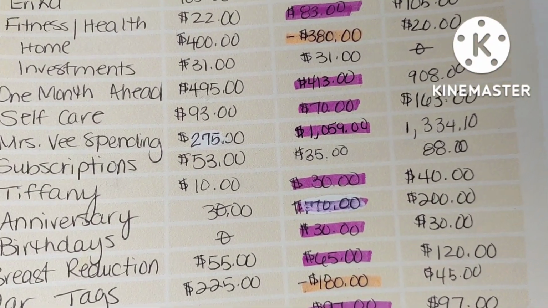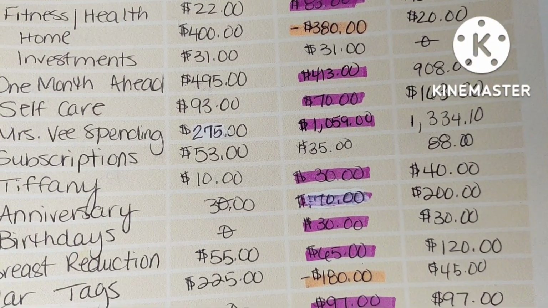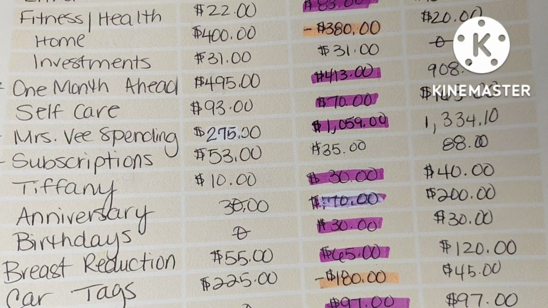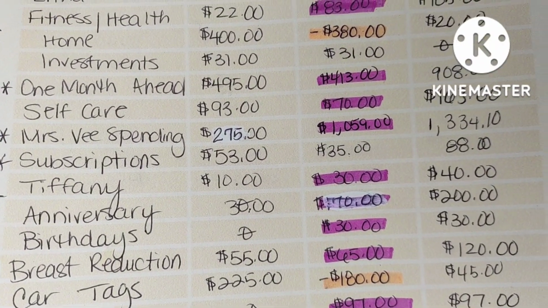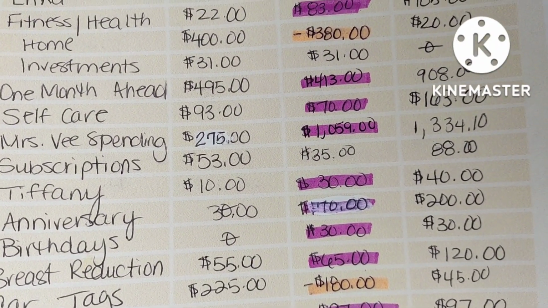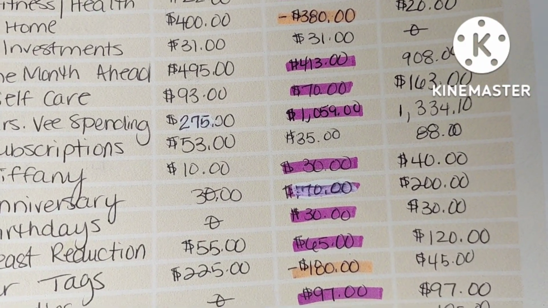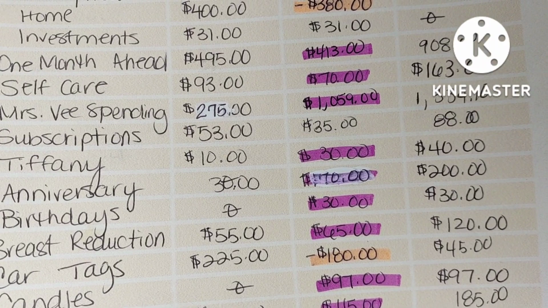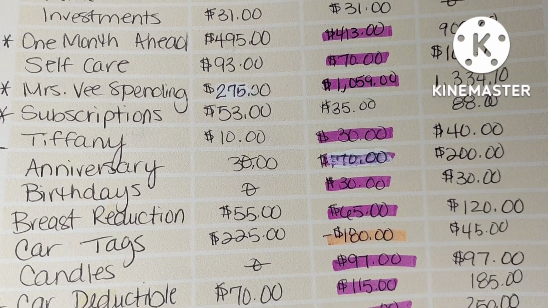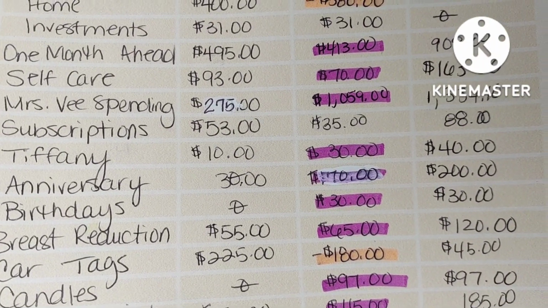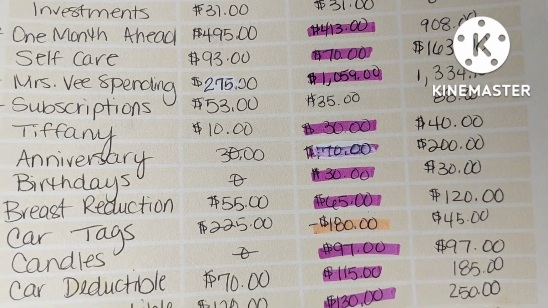Car tags. We had to get our car tags in September. So at the end of June, we had $225, and we now have $45. That's a difference of negative $180. Candles, you know, Mrs Vee loved candles. I didn't have any money at the end of quarter two, and I now have $97.